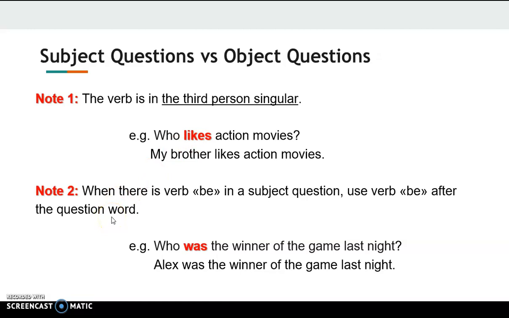And the second note is about the verb be. When there is verb be in a subject question, use verb be after the question word. Let's remember present and past forms of the verb be. Past forms: was and were, and present forms: am, is, are. Look at the example. Who was the winner of the game last night? Alex was the winner of the game last night. In this subject question, we need was because last night is given in our sentence.